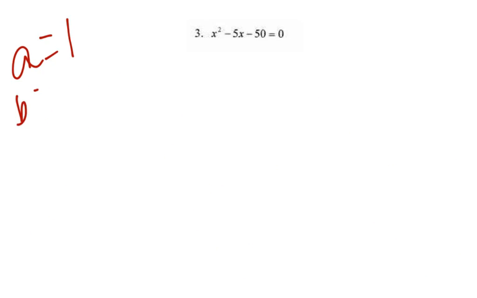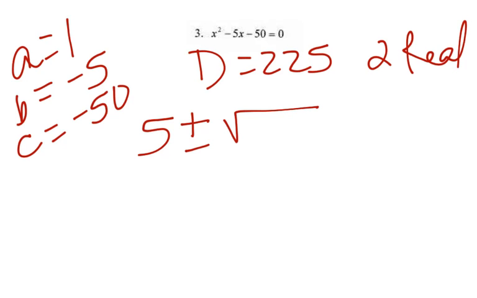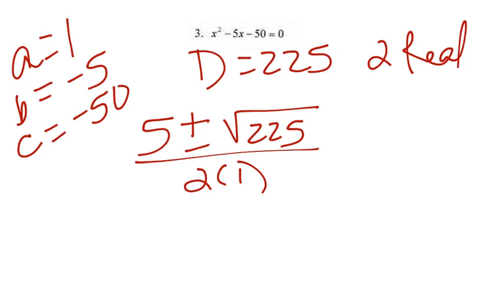A is 1. B is negative 5. C is negative 50. Find your discriminant. My discriminant is 225. It's positive. So 2 real. Negative b means positive 5 plus or minus the square root of 225 all over 2 times 1. Check 225. It is a perfect square, so it becomes 5 plus or minus 15 all over 2 times 1 is 2. Since I took the square root of 225 and figured out that it was 15, there is no square root left.